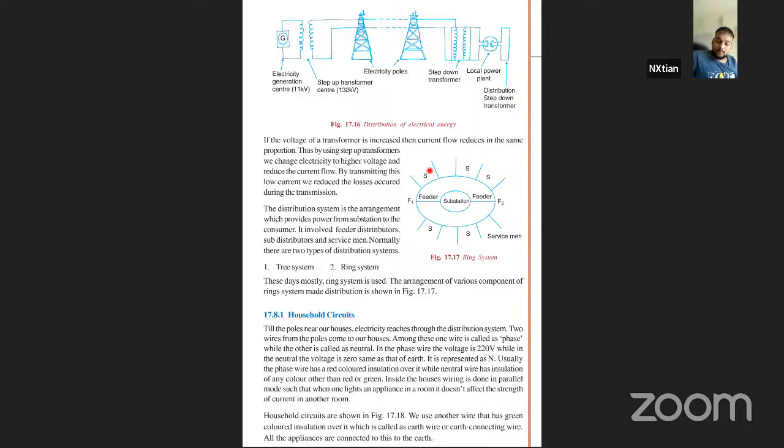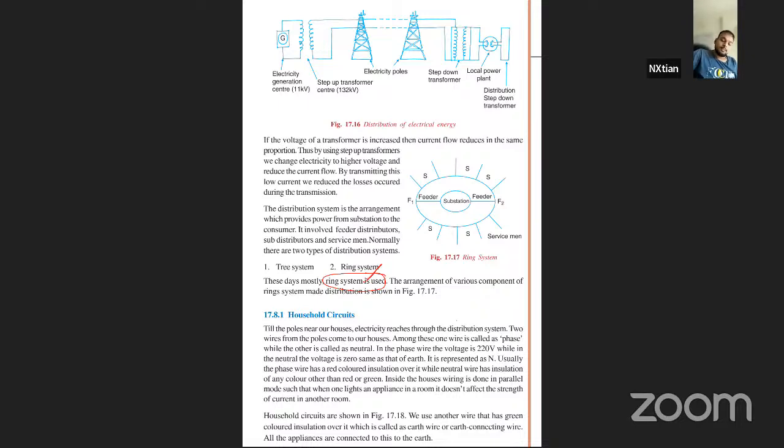The distribution system is an arrangement which provides power from the substation to the consumer. It involves feeder, distributors, sub distributor, and servicemen. So you can see feeder and sub feeder. No need to go deep in this, but simply know that this line, which is the ring system, is mostly used in today's distribution. Okay, understood?